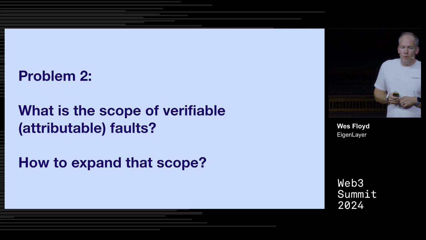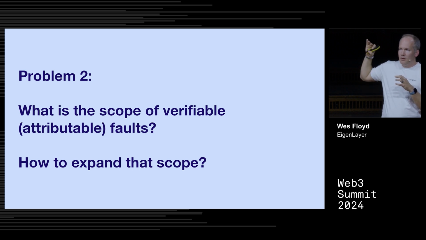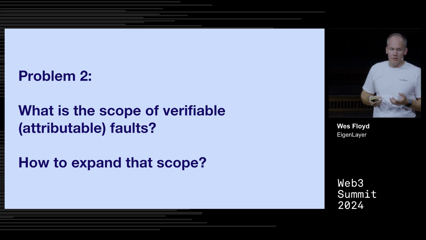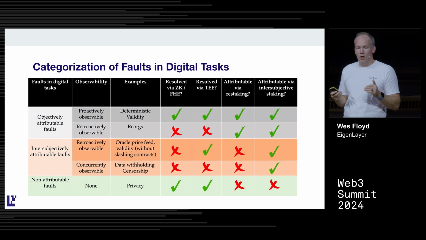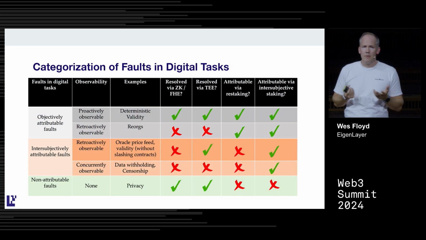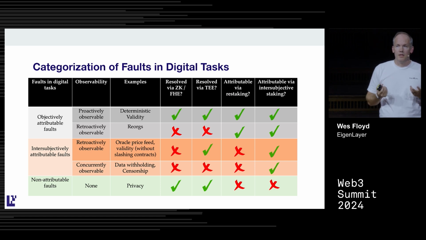So the second problem that we want to focus on is, previously, the scope of what could be verified was somewhat narrow. It was more so things that happen on chain. And in fact, if I want to build a neat AI service or a database service, those are very complex systems. They're very difficult to verify on chain. So how do we expand the scope of what can be verified on chain? And this is probably one of the more interesting problems in the space.